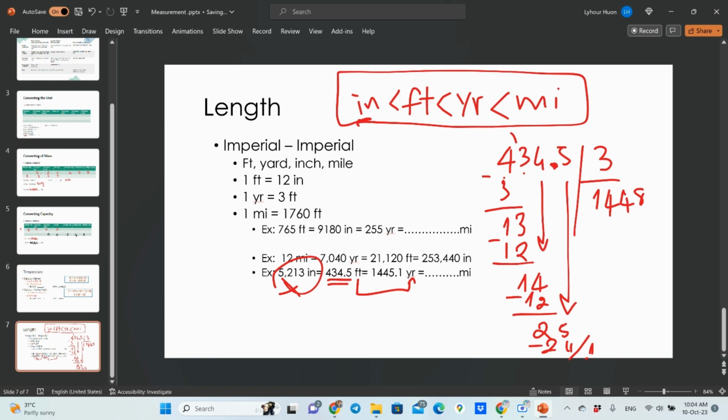Now we have one decimal here. Oh, I know your mistake. You forget this is a decimal number. 434.5. So we will have one decimal here, correct? Between 4 and 8. Yes.